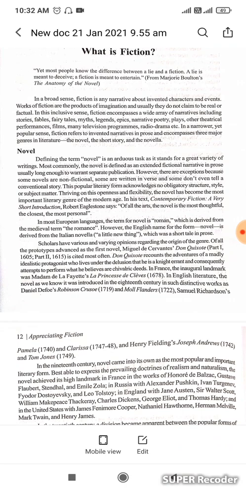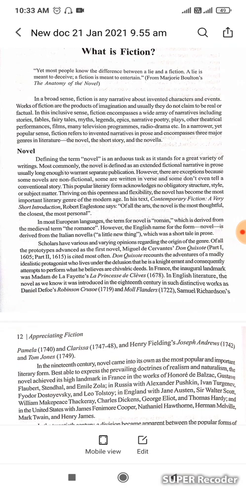The first one is Daniel Defoe's Robinson Crusoe, published in 1719, and Moll Flanders, published in 1722. And we have Samuel Richardson's Pamela, published in 1740, and Clarissa in 1747. And we have Henry Fielding's Joseph Andrews in 1742 and Tom Jones in 1749.